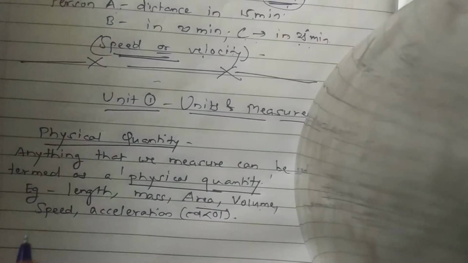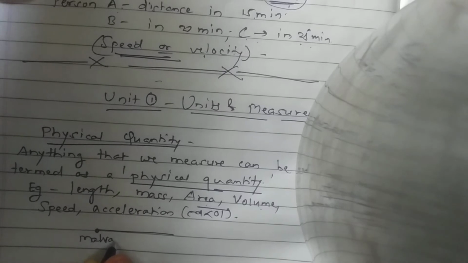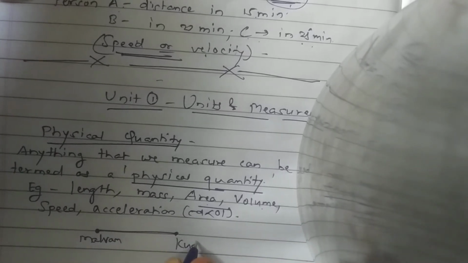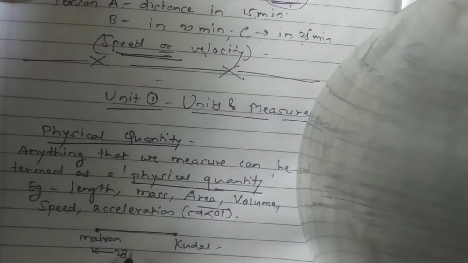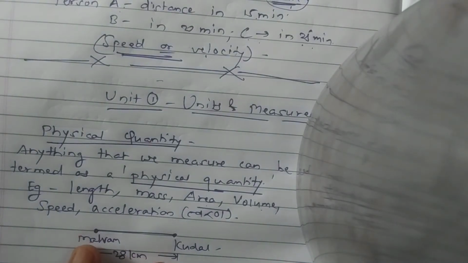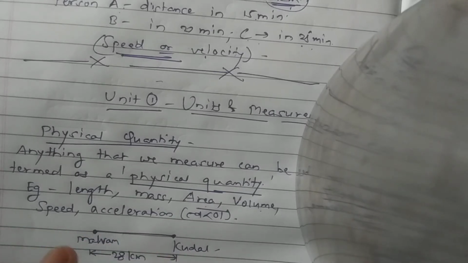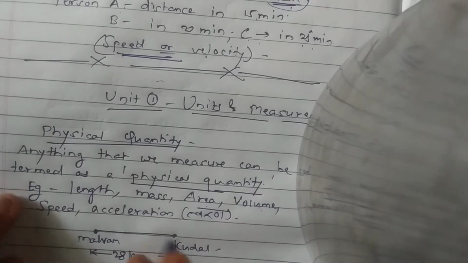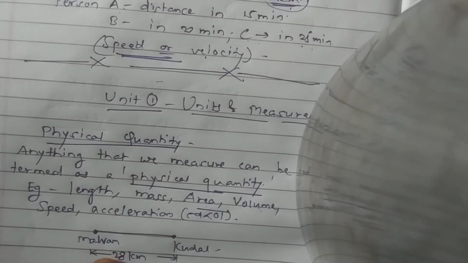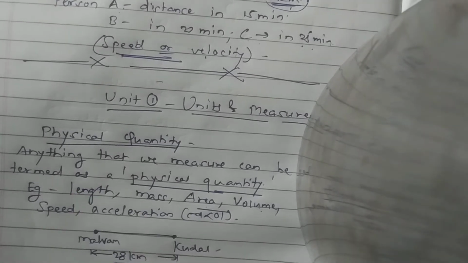Yeah. Now suppose if the bus is moving, say, from Malvan to Kudar. If it is moving from Malvan to Kudar, this distance is of, say, what, 28 kilometers. So basically this is the length. Malvan to Kudar, a distance of 28 kilometers is the length that you are measuring over there. The bus starts from Malvan, reaches Kudar. During its journey, it covers a length of 28 kilometers. So this is the physical quantity under consideration over here. That is nothing but this length.